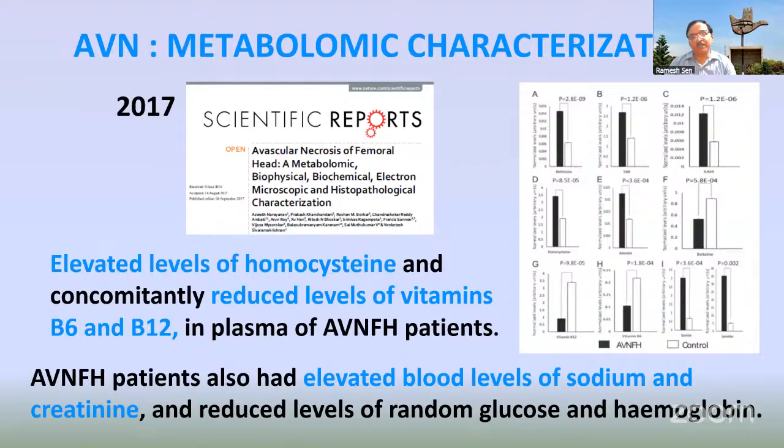Prakash and colleagues have been working on metabolomic characterization. They found that these patients have elevated homocysteine and reduced levels of vitamin B6 and B12. They also found higher blood levels of sodium and creatinine and reduced glucose and hemoglobin in these patients.